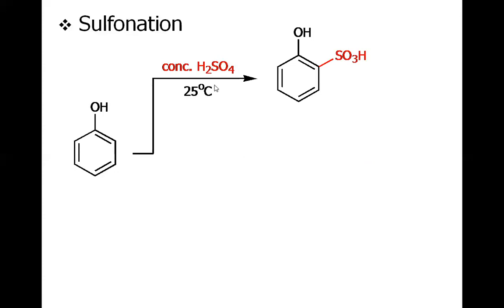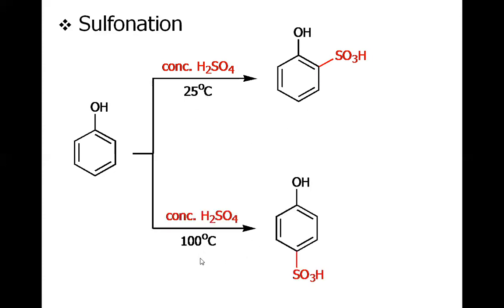For the sulfonation, it is very interesting that if we treat phenol with sulfuric acid at low temperature, that is around room temperature, we will have the ortho-sulfonation. And the reason is very obvious. It's a kinetically controlled reaction. However, when we increase the temperature to 100 degrees Celsius, we have the para-sulfonic group attached, not at the ortho.